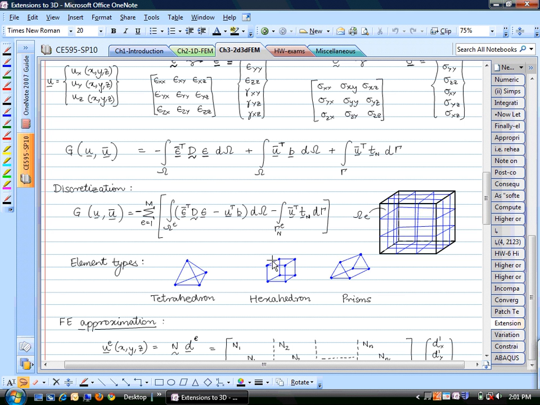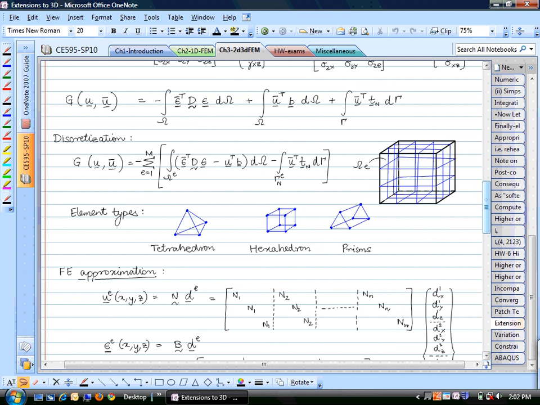Then you also have these nice hexahedrons. These are very convenient to implement. And you have some special types of elements which are prisms. So this is a triangle on the face, and it is extruded to give you something that has 6 nodes. So these are also sometimes used to connect meshes of different types of elements. Okay.